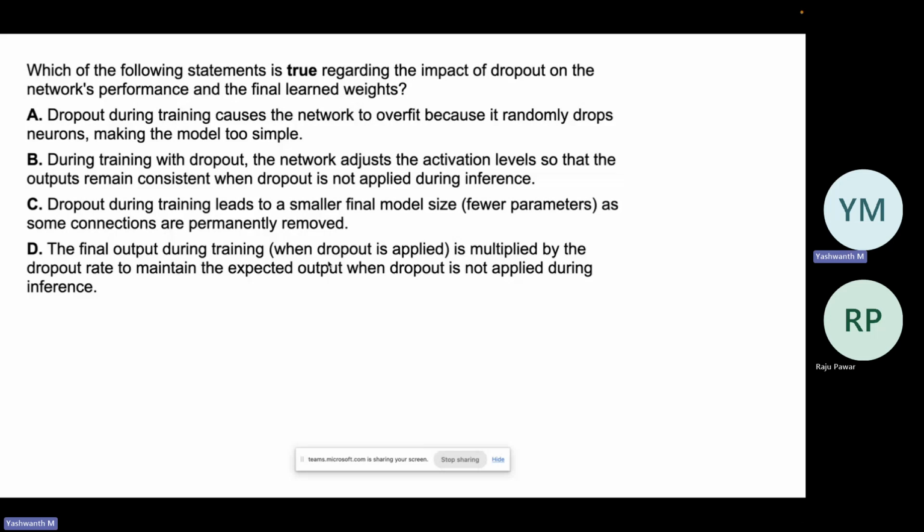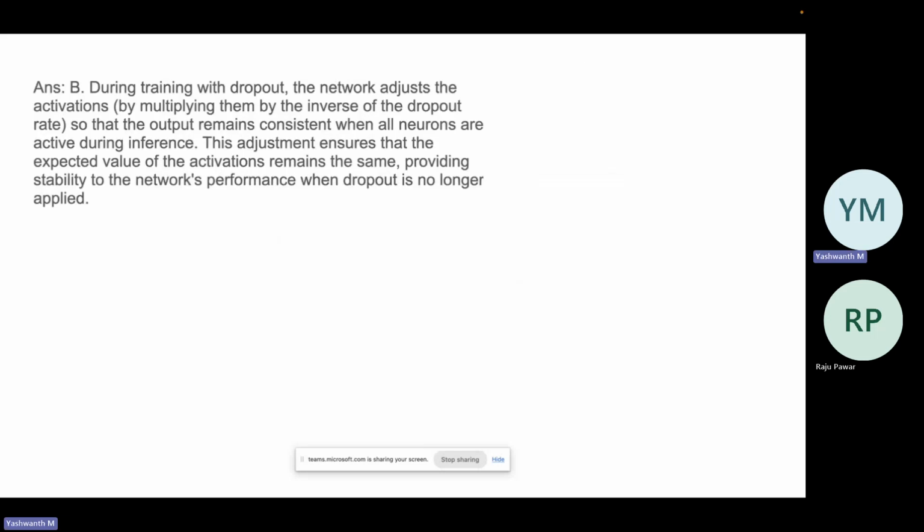Okay, the final output during training is multiplied by the dropout rate to maintain the same expected output. When dropout is not applied during inference. Yes.